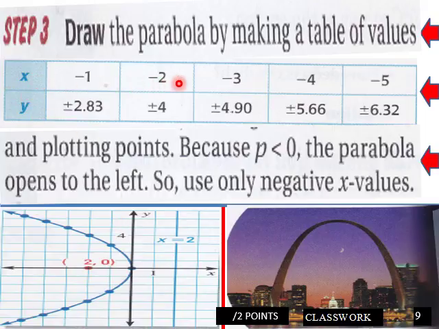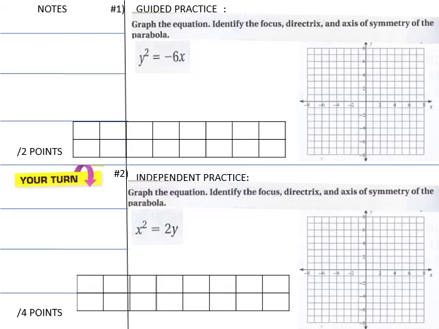For these negative x values, we have plus or minus 2.83. So we have plus and minus y values here for this parabola.